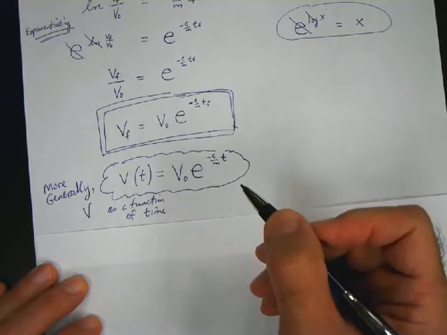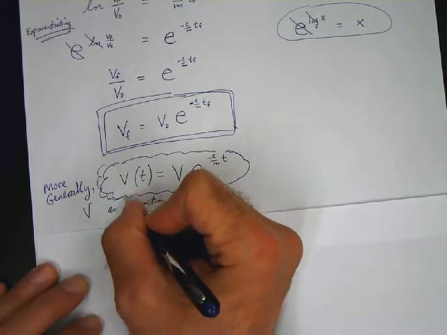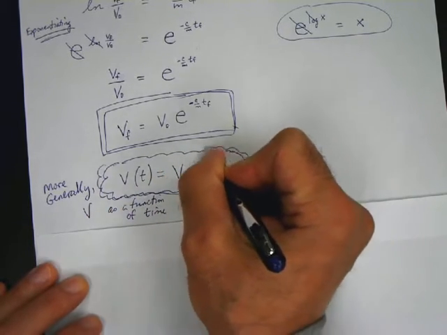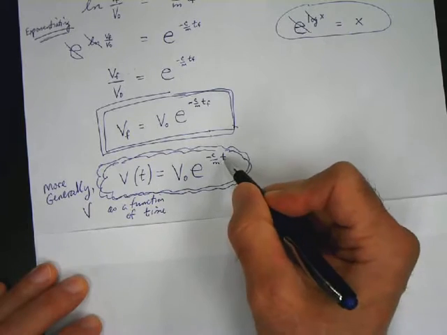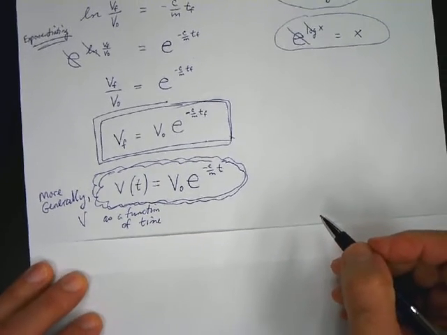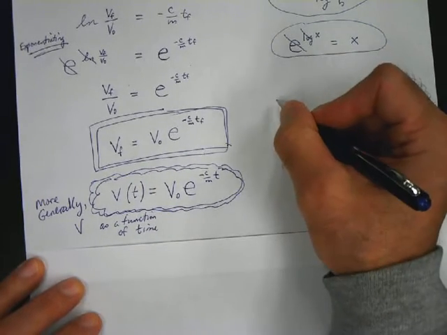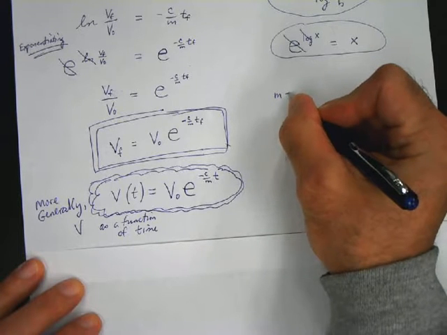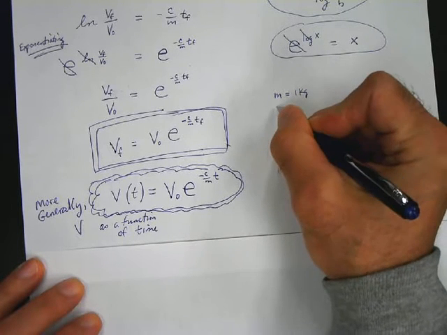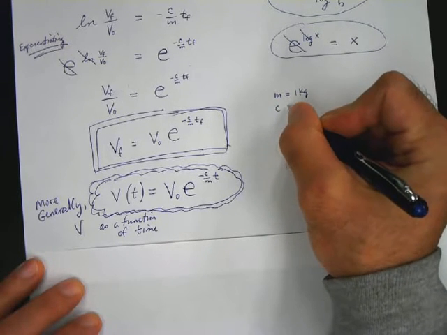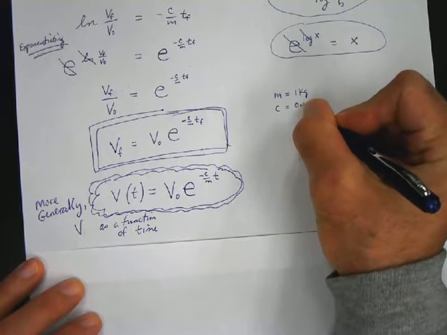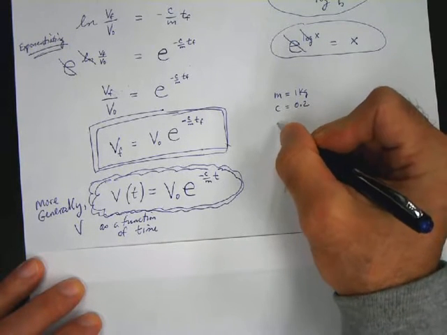Well, if I want to find v as a function of time in general, symbolized by v with t in parentheses here, that would be equal to v0 times e to the negative c over m t. So this is the general equation for finding v at any particular point in time.